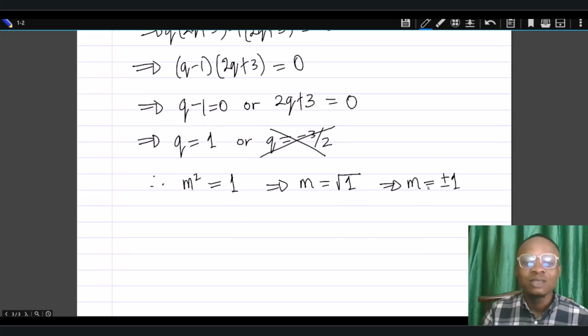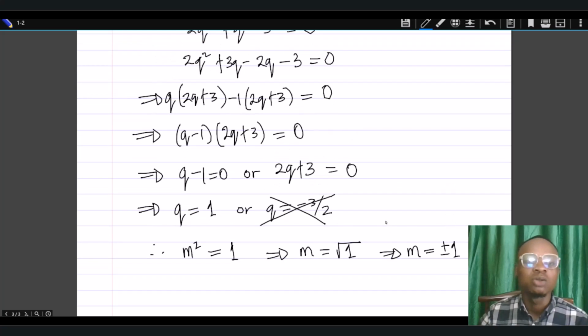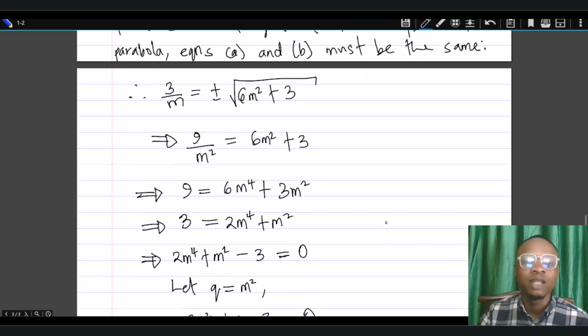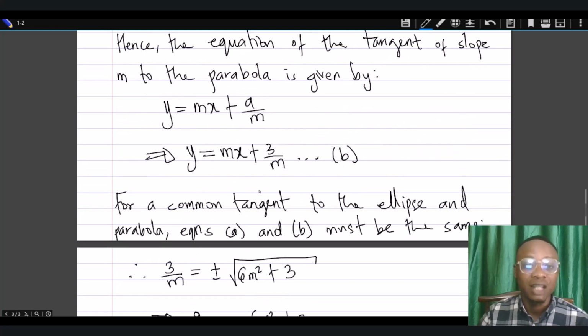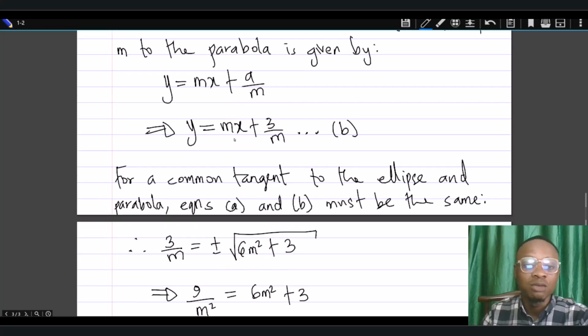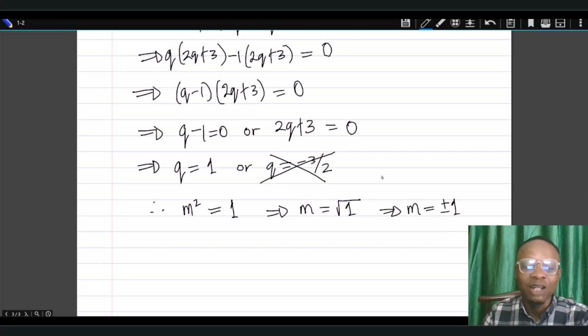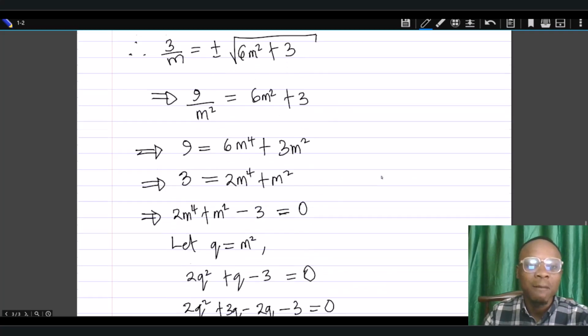That tells us now very clearly that the two curves, that is the parabola and the ellipse, will have two tangents in common. One where m is plus 1, and another one where m is minus 1. So with this, we can now go ahead to get the equation of that tangent. So we know that the common tangent will be when m is equal to plus 1, and also when m is equal to minus 1.